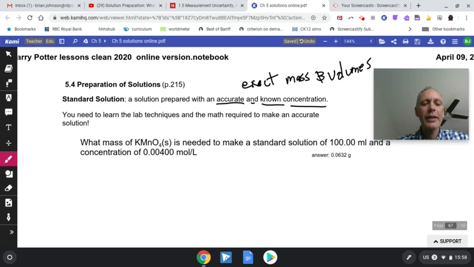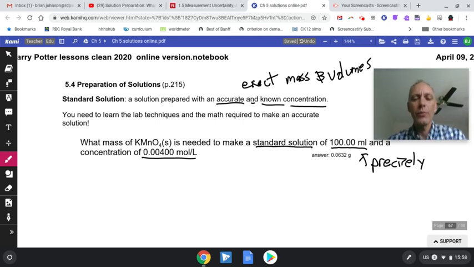The question is, what mass of KMnO4 is needed to make a standard solution? That's a solution with a known and accurate concentration. The solution is going to be exactly 100.00 milliliters, which is a very precisely measured volume, and a very accurate known concentration of 0.00400 mole per liter. So how do we do that? I'm just going to flip my laptop around here.